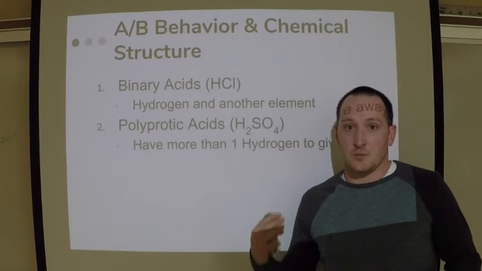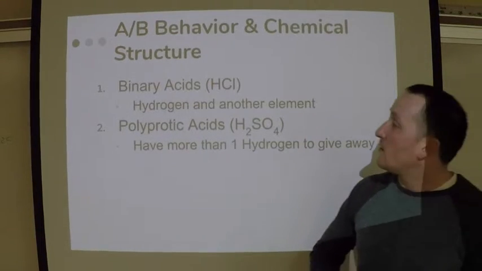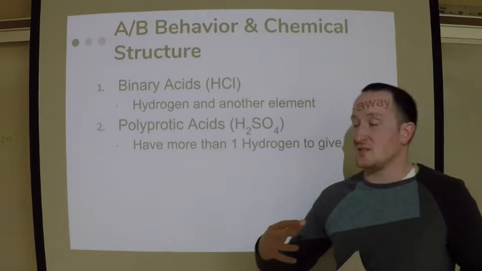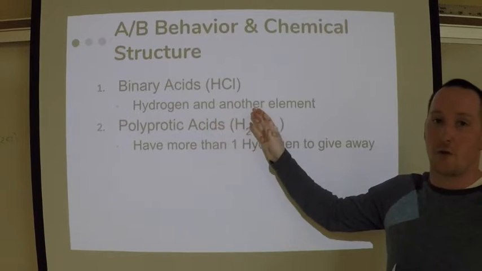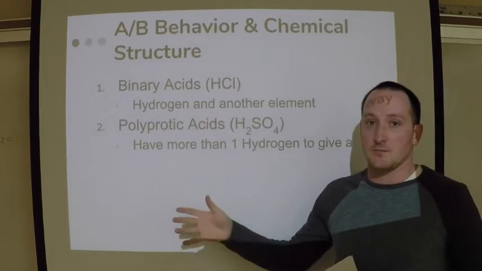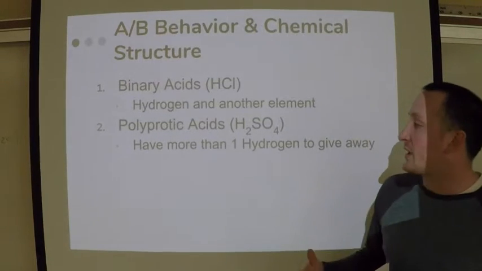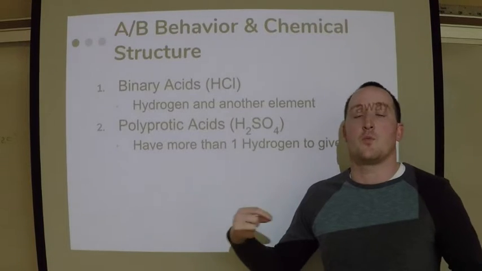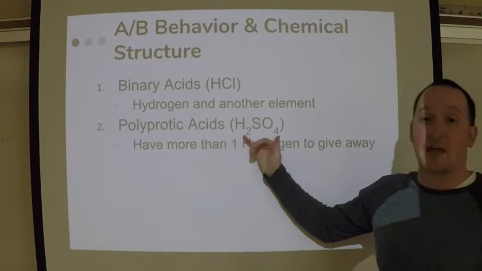Acids and bases we talked about last lesson, and we looked at 2 types of acids. Binary acids are acids that contain hydrogen and another element. So that would be something like HCl. Then you've got polyprotic acids. Polyprotic acids are acids that have more than one hydrogen attached. So a polyprotic acid would be something like H2SO4.